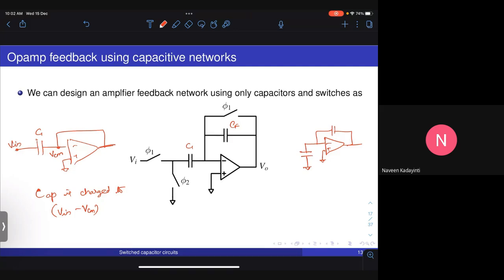So what will be the output voltage here? In the first phase, Q across the capacitor is C1 into Vin minus VCM. Let me call this Q1. In the second phase, phi 1 is opened and then phi 2 is turned on. So basically, this will see a negative step of Vin minus VCM, right? Because of that, the charge Q on this capacitor goes from C1 into Vin minus VCM to basically C1 into VCM.